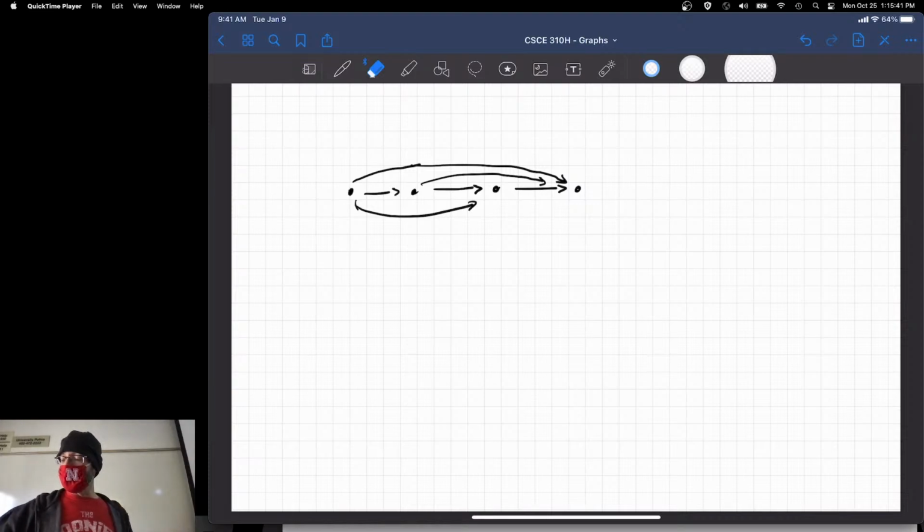But in any case, not to get off the rails here, this is already a DAG. This is already a tournament. And if you started out with this, you would end up with exactly the same thing if you condensed it down, because it's already a DAG.